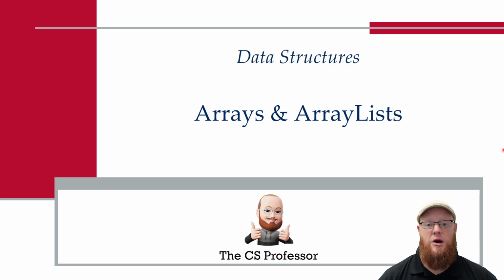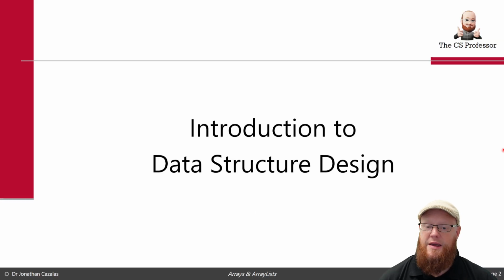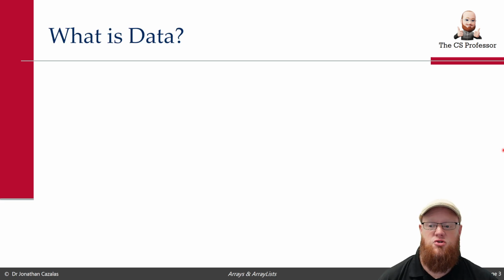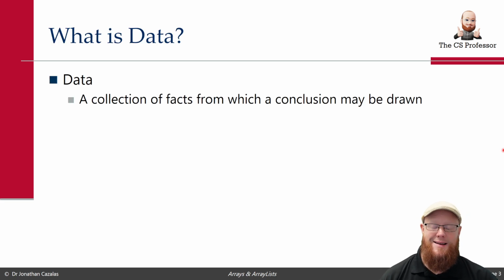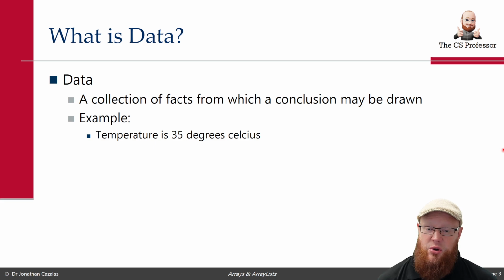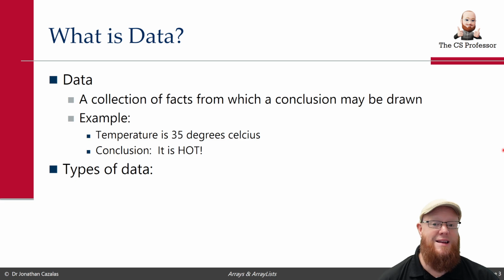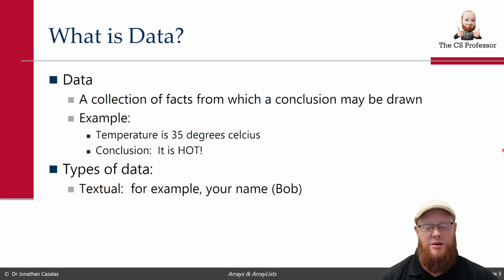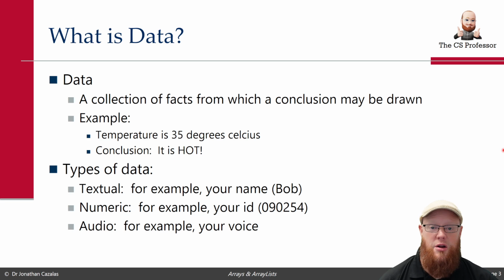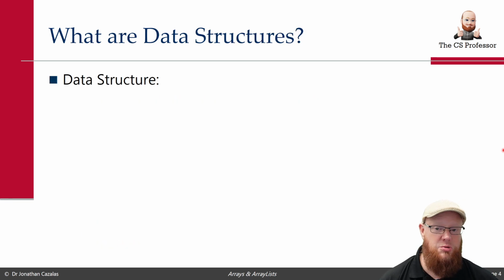So we are going to start out with a lightweight refresher on arrays and array lists, but really an overall introduction to data structure design. What is data? It's a collection of facts about which some conclusion can be drawn. If I tell you the temperature is 35 degrees outside, well, you might say, man, it's cold, but then it says right here it's hot. Well, there's some context. Are we talking about Celsius, Fahrenheit, or what have you? This is data. There's all kinds of types of data. There's textual, numeric data. We have audio data, video data, and so much more.